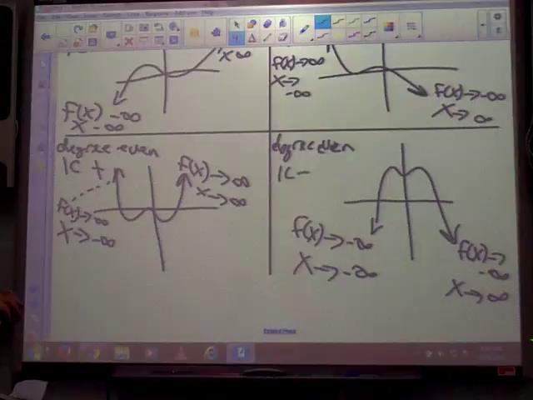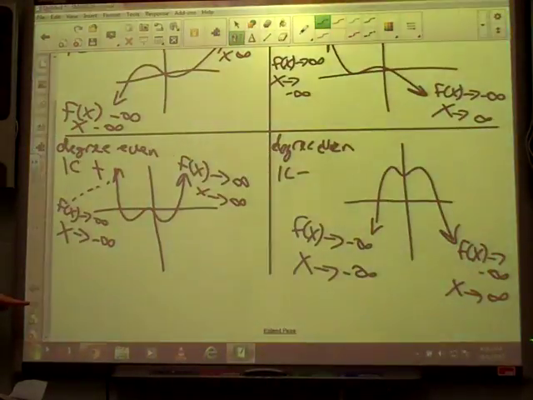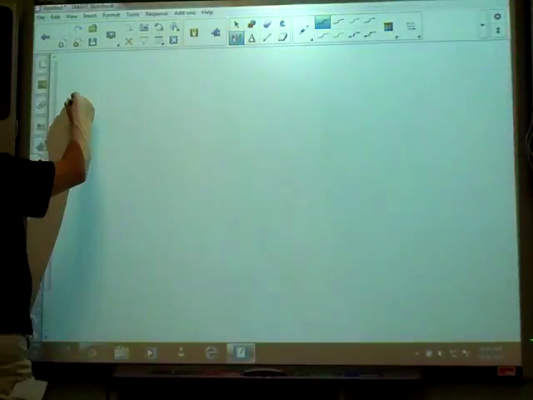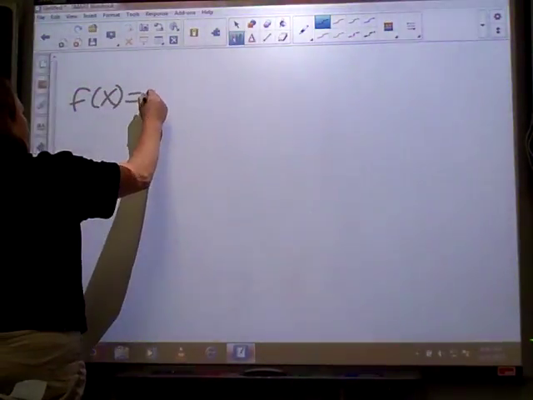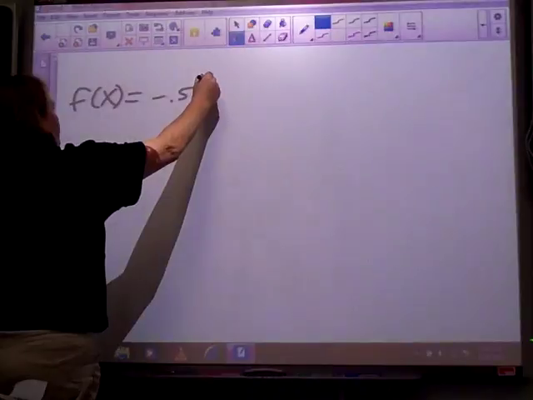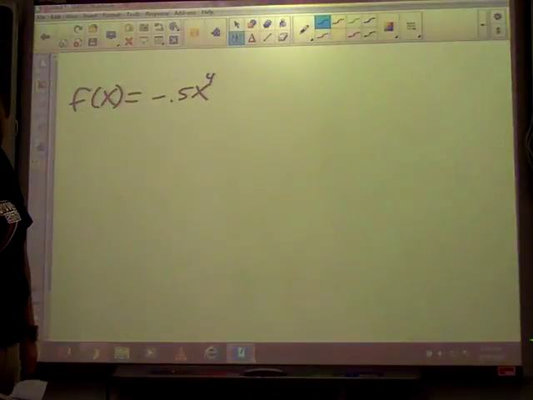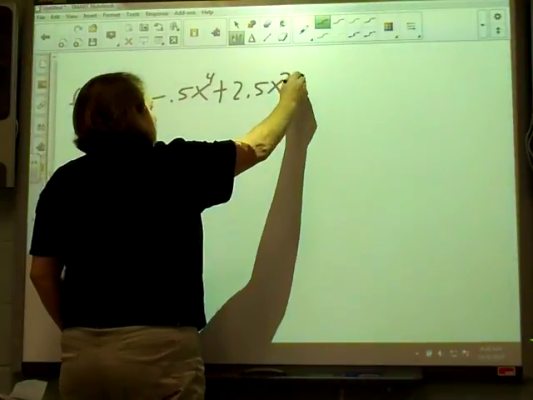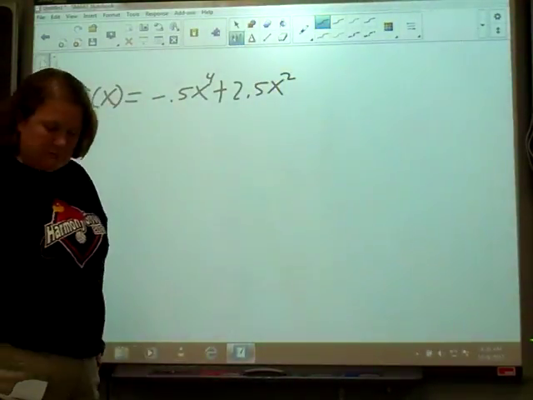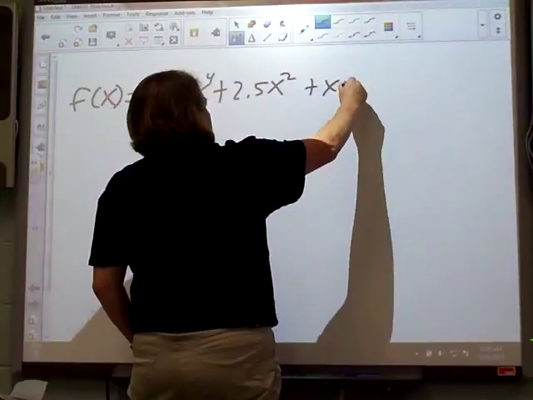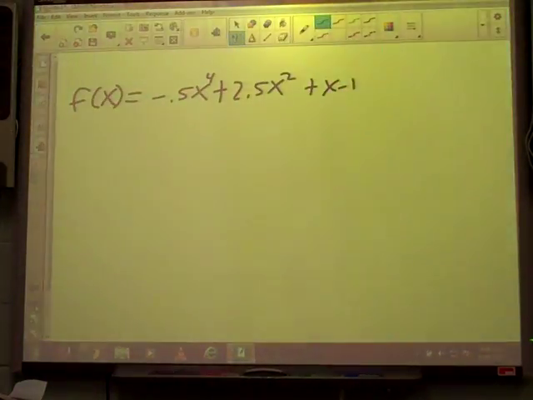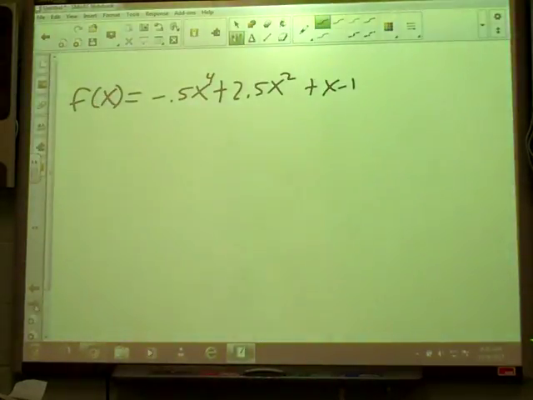Alright, so everybody got what we need here? I'm going to give us one to try out. Here we go. I've got f of x is equal to negative 0.5x to the fourth plus 2.5x squared plus x minus 1. Directions for this say to describe the end behavior of the graph.